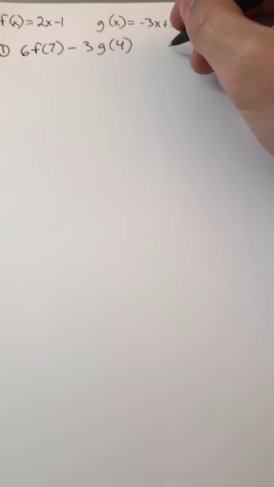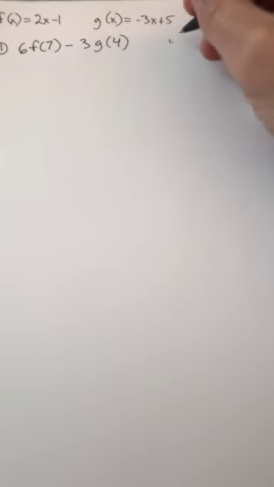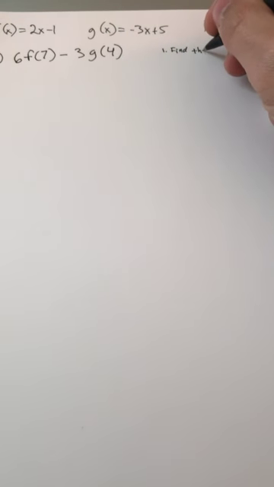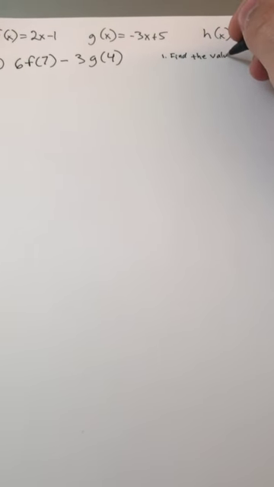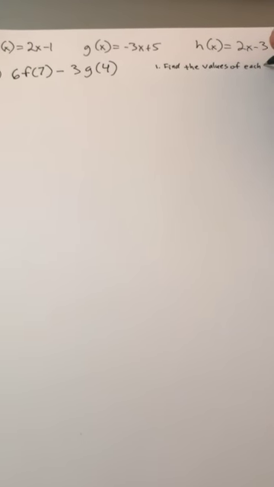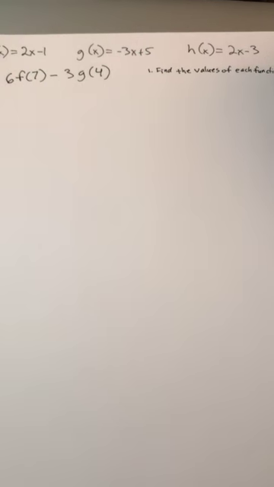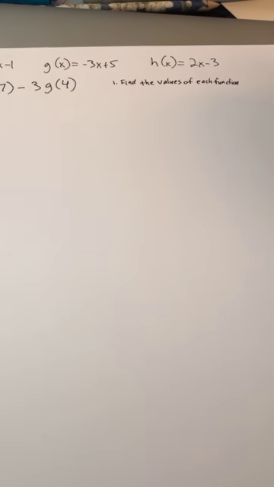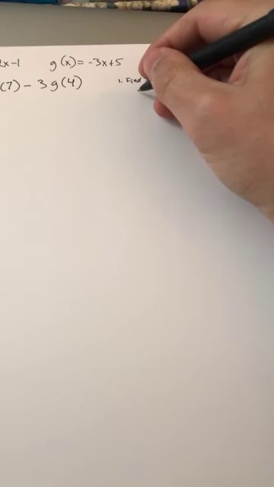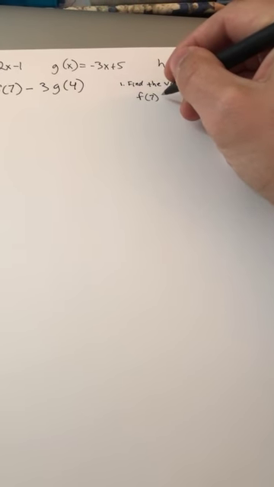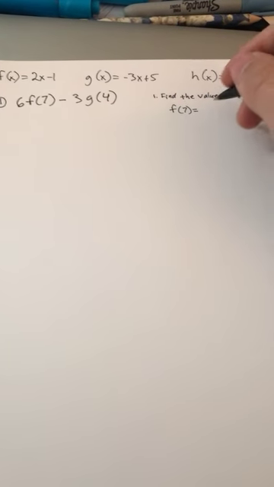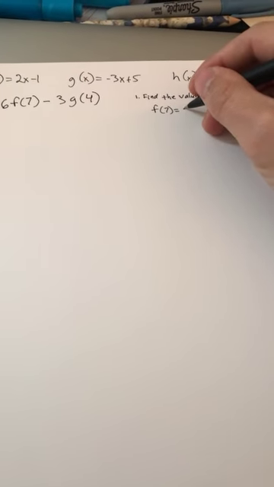First thing we need to do is find the values of each function. Okay, first thing we're going to do is find the values of each function. So that means the first function is f of 7. And we already know that means that the input is 7. So I plug in 7 into my function.